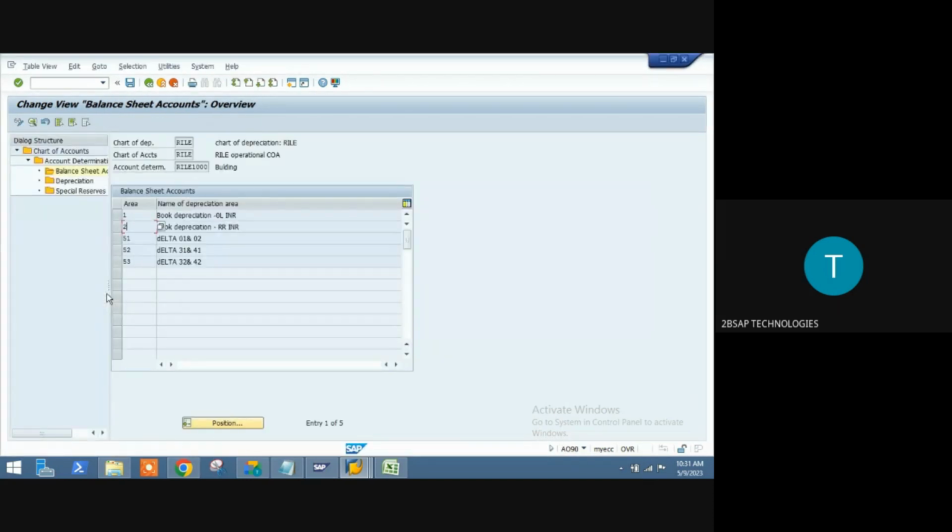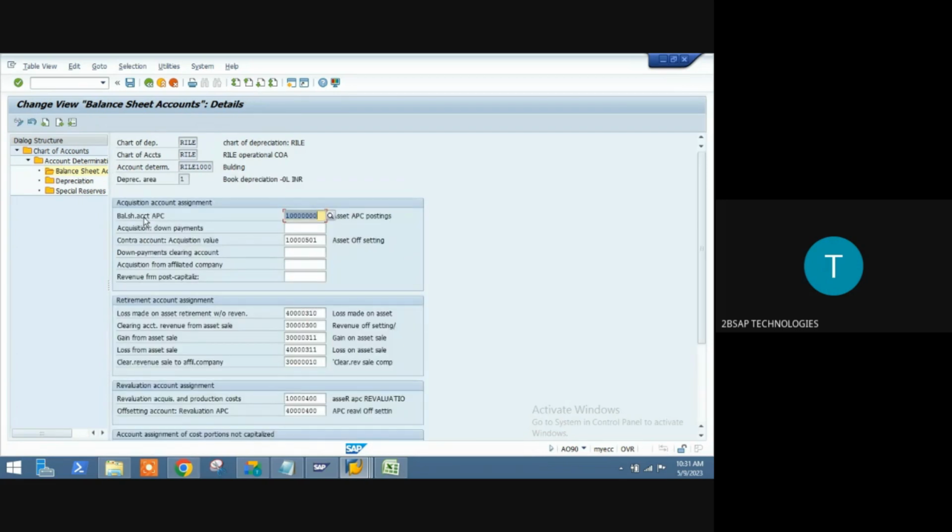Okay. So if you want to differentiate such cases, we'll do it. But that much of difference, we won't do it. Very rare. Normally, we will maintain all our values at depreciation book level, 01 level. The same will be used for 02 also.